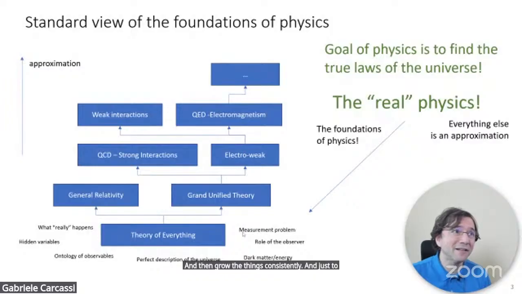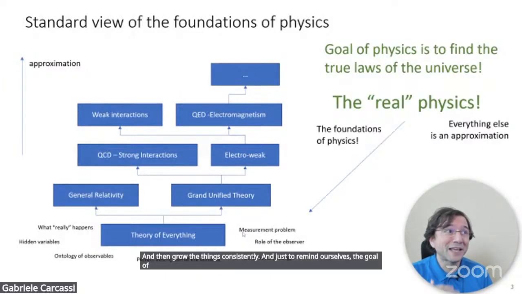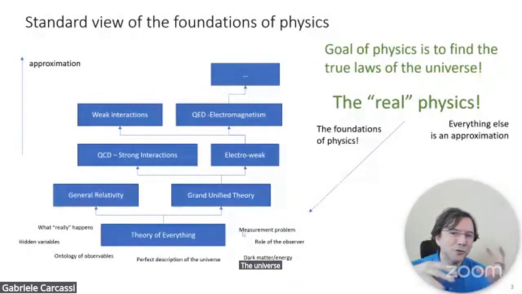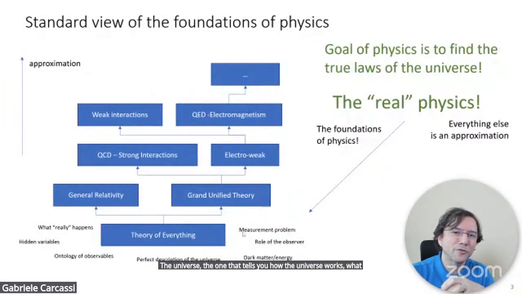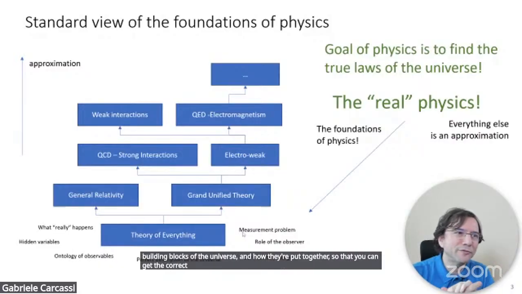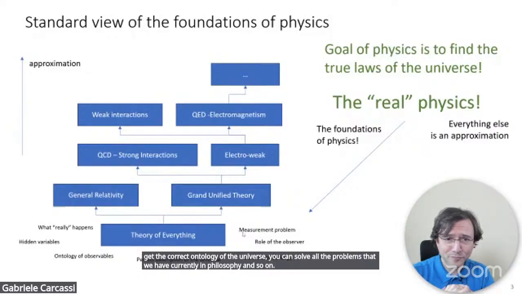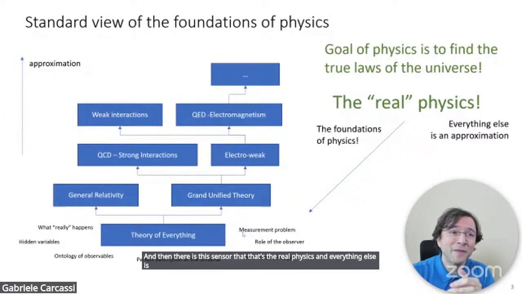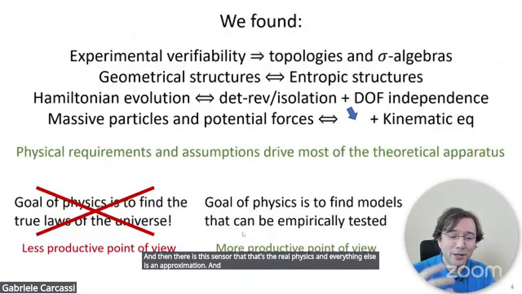And just to remind ourselves, the goal of the standard view in the foundations of physics is that physics has to find the true law of the universe, the one that tells you how the universe works, what the building blocks of the universe are, and how they're put together, so that you can get the correct ontology of the universe. You can solve all the problems that we currently have in philosophy and so on. And then there is this sense that that's the real physics and everything else is an approximation. By working on this project, we have a different view because of the results that we've been getting.